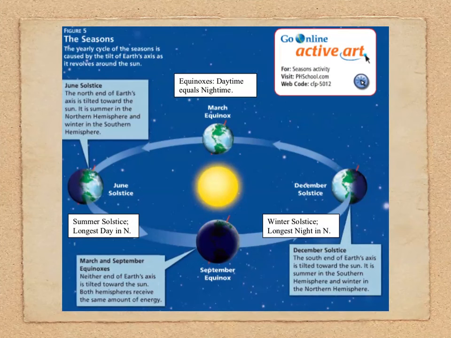So the seasons are created by this orbit of the Earth around the Sun. So let's start with the summer solstice. That is the longest day in the north, and the north end of the Earth's axis is tilted towards the Sun. That's why it's the longest day. And it is summer in the northern hemisphere. However, in the southern hemisphere, it's winter.